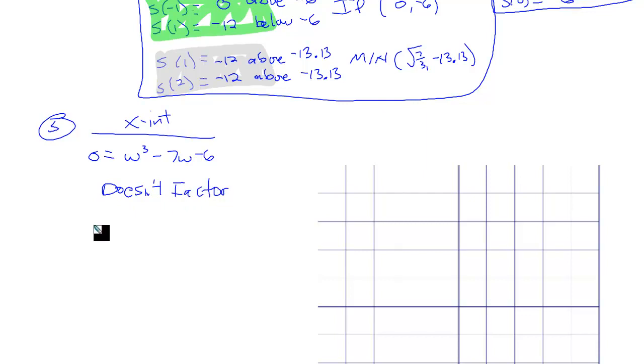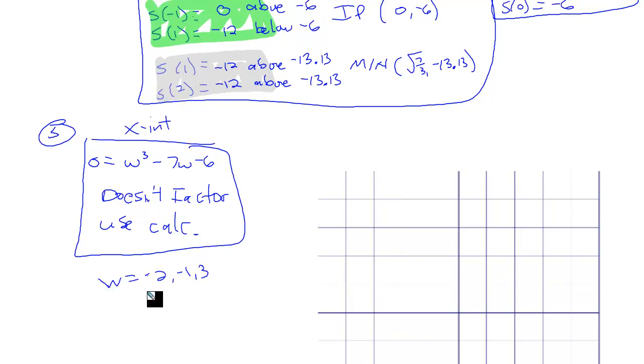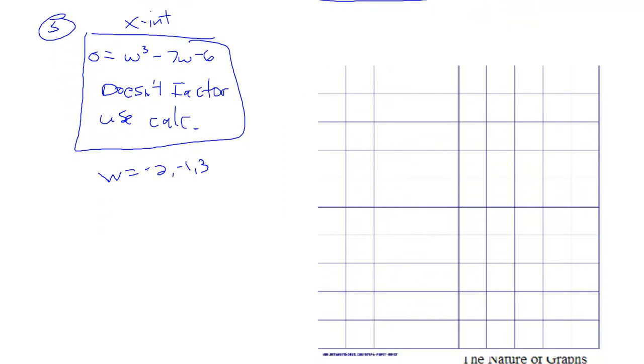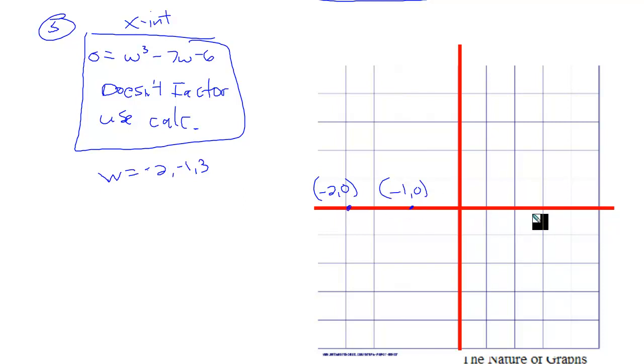So what do you do when it doesn't factor? Use your calculator, because we don't know any other way. Well, I know other ways, but at this point you don't. If I use my calculator, here's what I'm going to do. I asked the calculator for my W-intercepts, and they're here: -2, -1, and 3. So let's graph all this on here. I got these intercepts. Let's say this is -2, and this is -1, and this is 3.